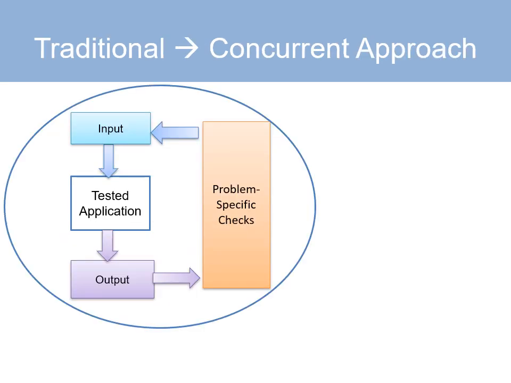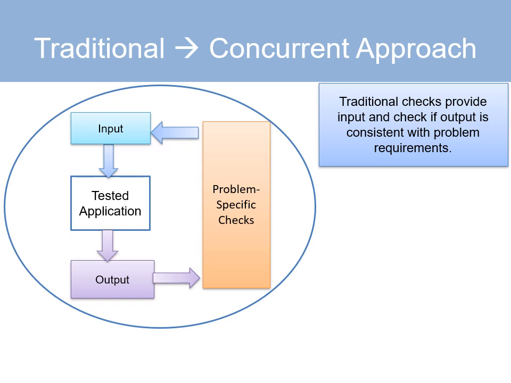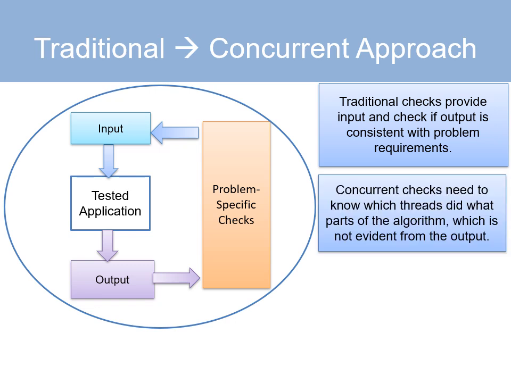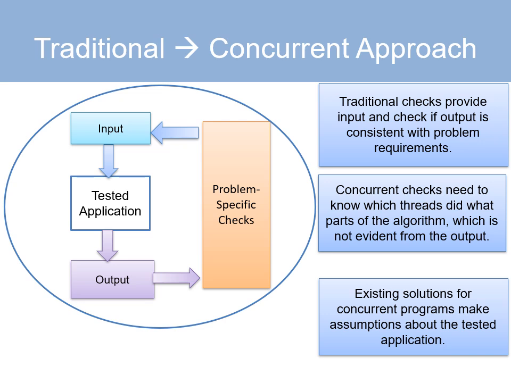The traditional approach is that a test goes and runs the program with some input and checks whether the output meets the program requirements. And that works fine for sequential programs, but in the case of concurrent programs, we can't just look at the results to tell whether it was concurrent or not. We need to see what parts of the algorithm were executed by what threads. Okay? So to handle this extra problem, my group has been working for a few years on developing solutions that essentially make assumptions about the program being tested.